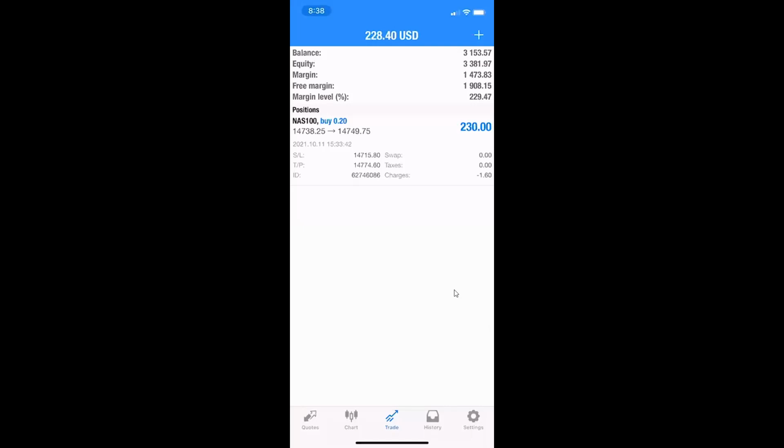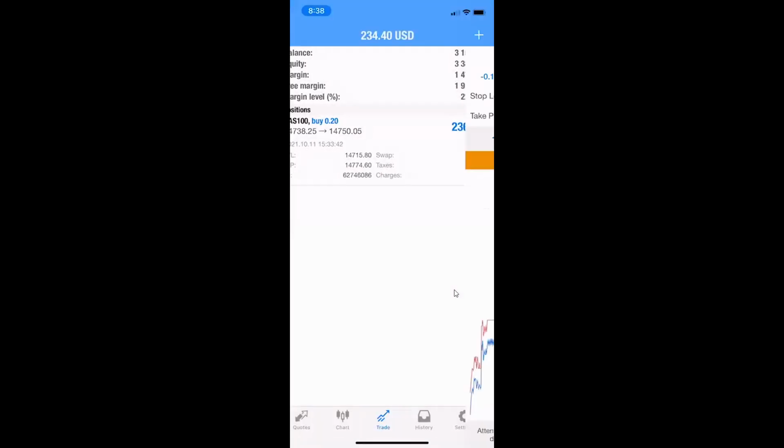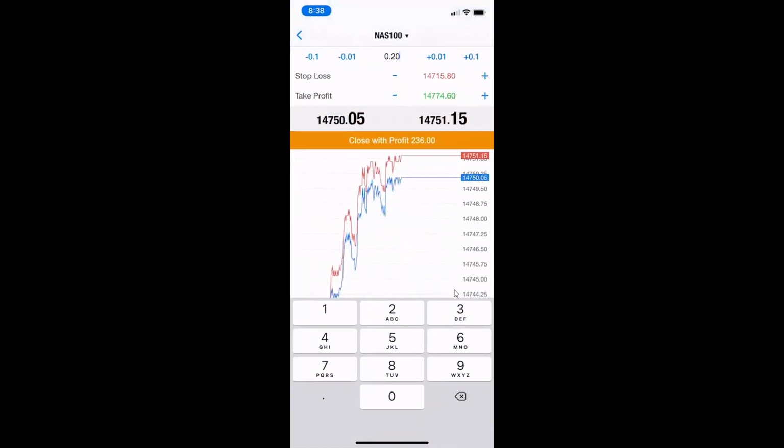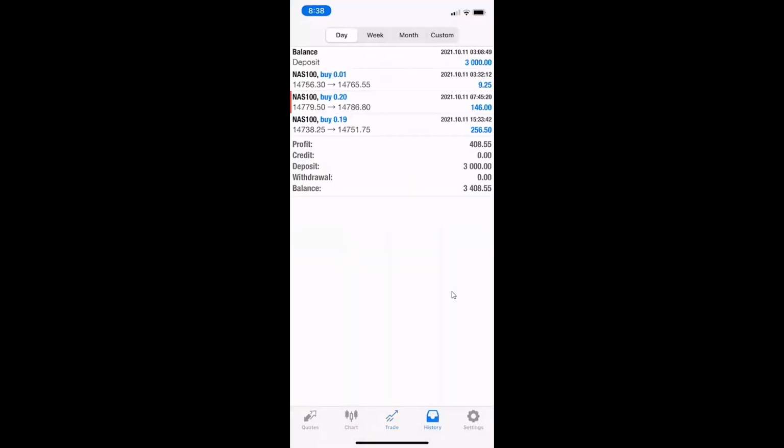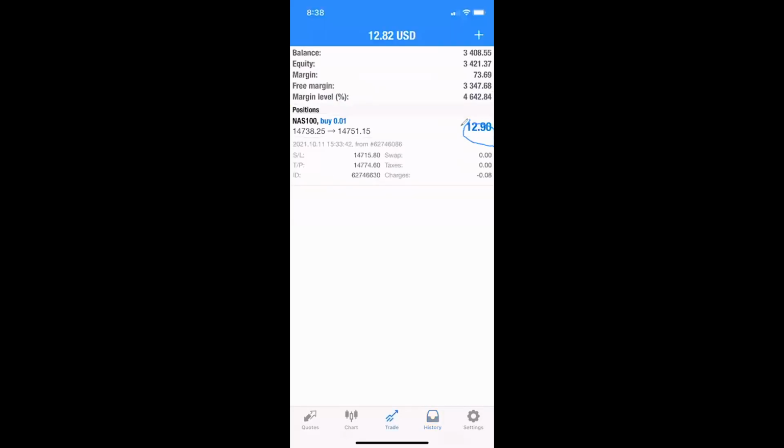All right, as you can see, I'm in profit. So I'm going to close my first partial trade when I reach at least $250. $256, first partial trade closed. So as you can see, I made $256 just off of this already. All right, so bam, right there. Now my second partial trade is still going. We can see I'm $12 in profit. So that was a good entry.